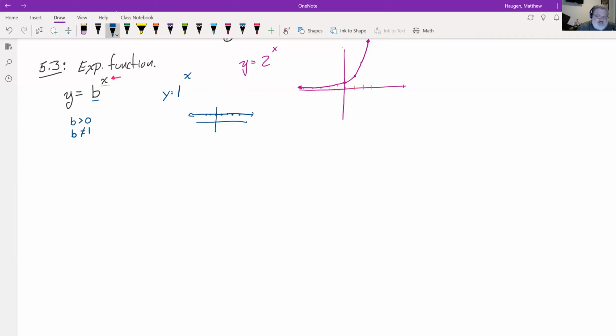Again, perfectly valid function. It's technically the line y equals 1, but it's not exponential. It's not behaving in an exponential fashion. It's not doing what exponentials do. It's a constant. It's not an exponential function.